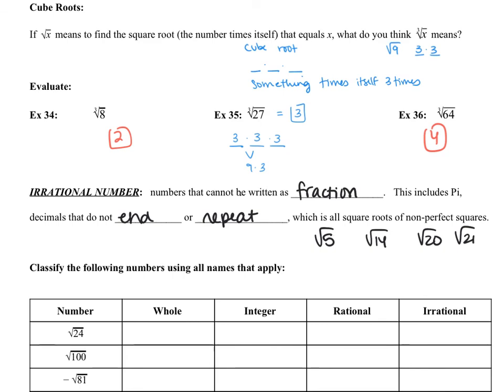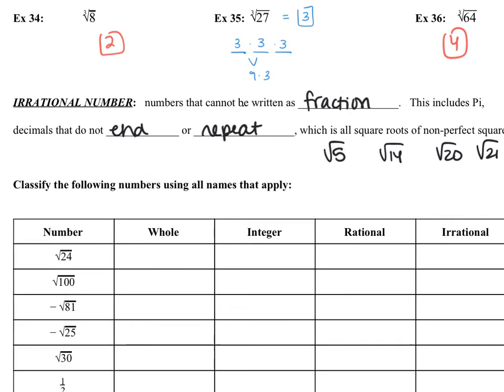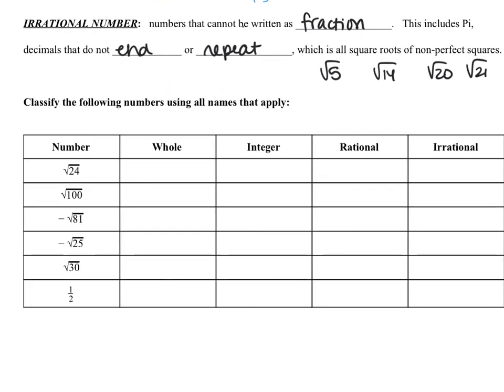So I'm going to use this chart. We'll go through and check off these boxes. The square root of 24, I don't know the square root of 24. It's not a perfect square, so right away it's going to be irrational. The square root of 100, well, I know that's 10, and 10 is whole. It's also an integer. It's also rational, if you think back to the chart that we did the other day.